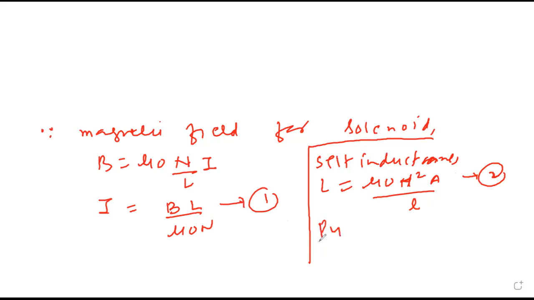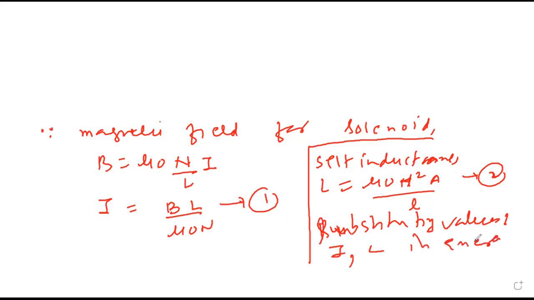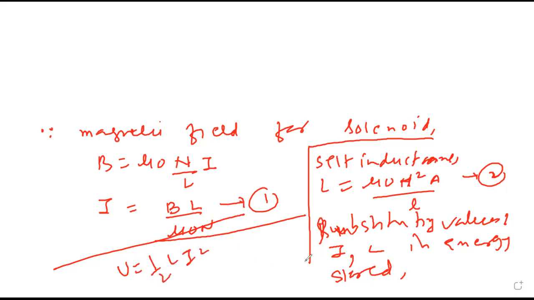Substituting values of I, L in energy stored, that is U equals half LI square. Please copy this much, then I'm substituting this. I we got from the solenoid formula, and L we got from self inductance. Now this I and L will be removed to get the answer in B. HSC board students, please learn the last line by heart, energy density MCQ mein they can ask. You will get the final answer as half B square upon mu naught.